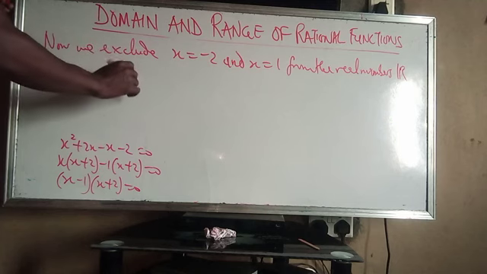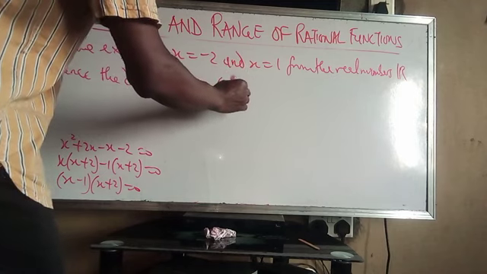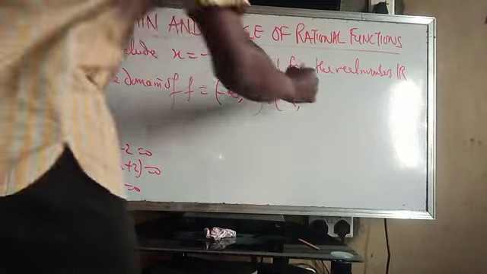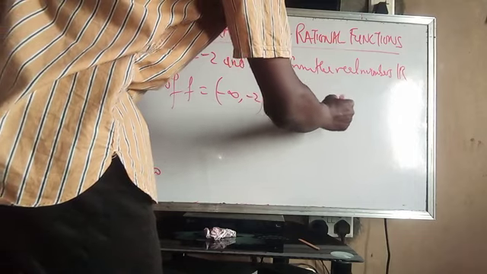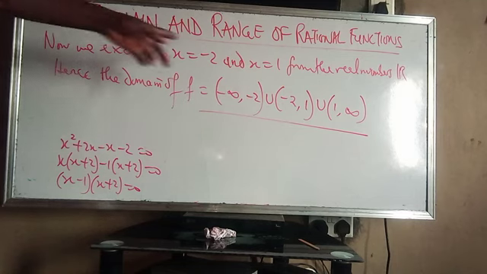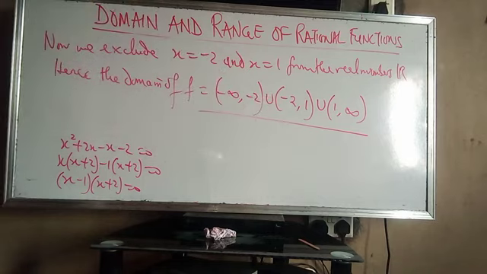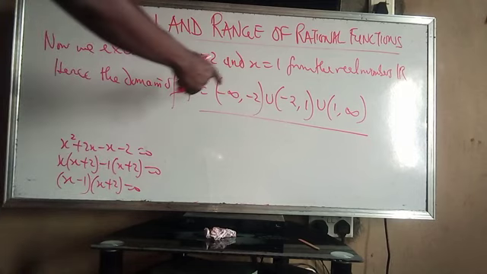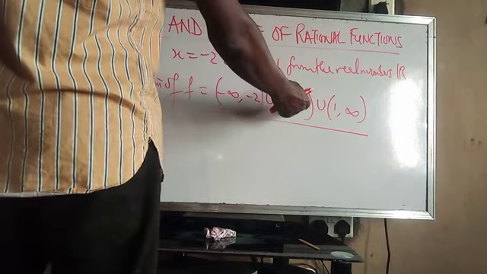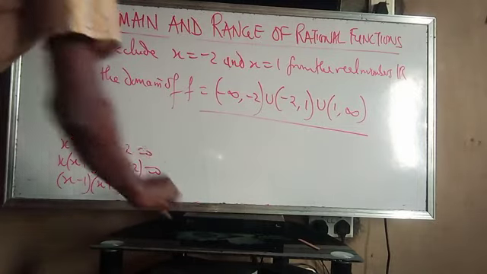Hence, the domain of f is the set (minus infinity, minus 2) union (minus 2, 1) union (1, infinity). Yes, that is the domain. So we have excluded minus 2 and 1. It's a continuous thing on the real line. When we get minus 2 here, we have to start with minus 2 again, because it is disjoint. So 1, union 1, and infinity. So it's moving from minus infinity to infinity.